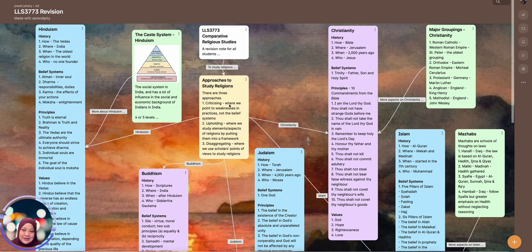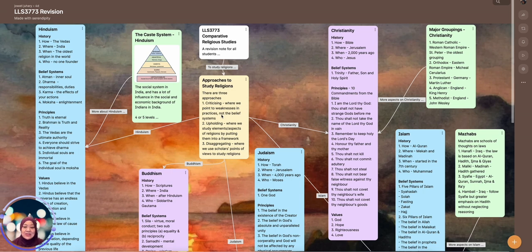So basically here there are 3 approaches to study religion. The first one is criticizing. This is where we point to weaknesses in practices and never the belief system or the concepts. And second, upholding. This is what we have been using for our studies of 5 major religions.